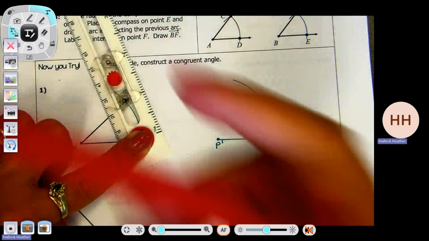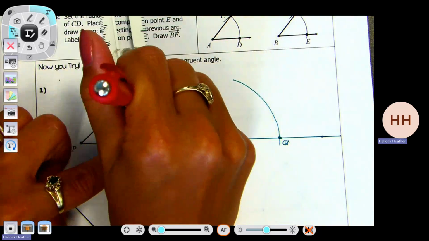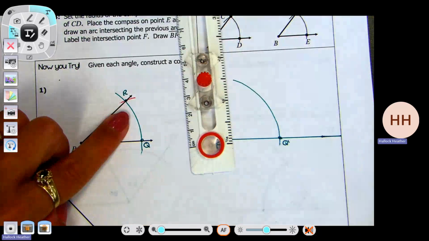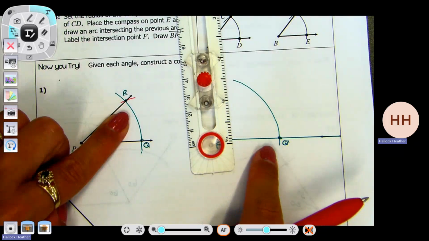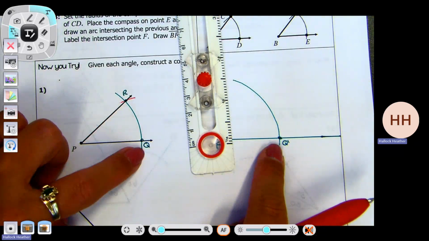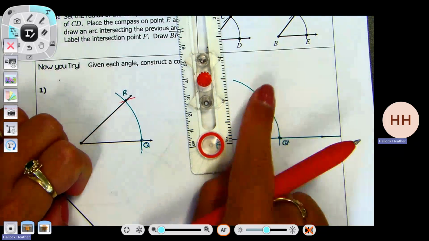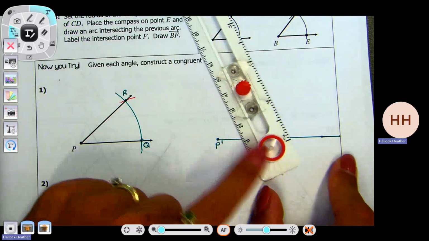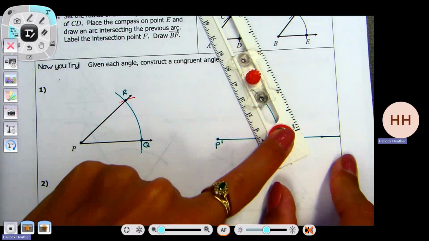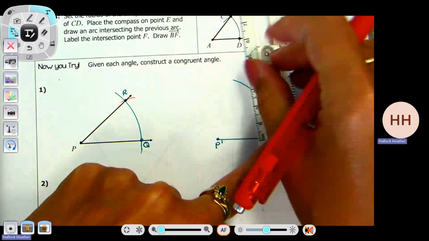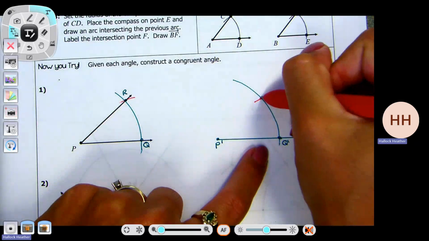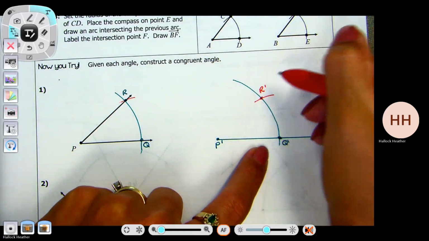So I'm going to use a different color. So I'm going to put a little arc mark. Boop. And what I do to one side, I'm going to do the same thing over here. So Q prime, I used Q, I found R. Now I'm going to Q prime, I'm going to find R prime. So I'm going to bring it over, make the little arc mark. Boop. Where these two intersect is R prime.